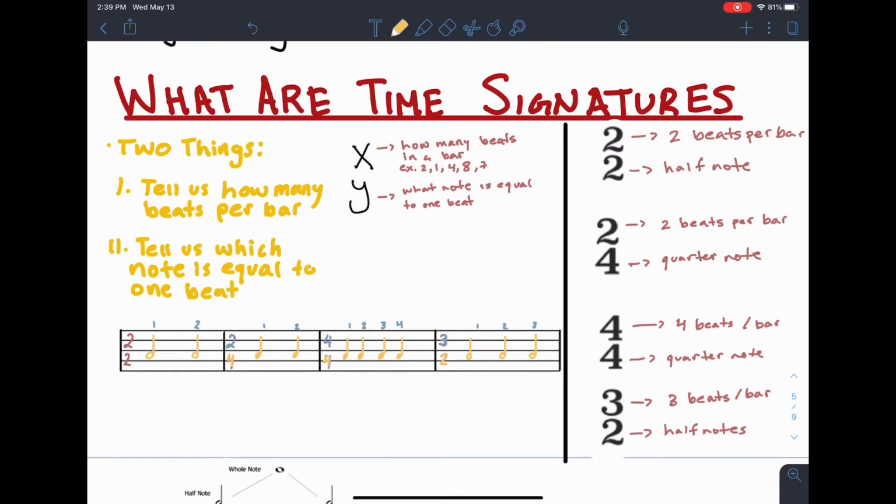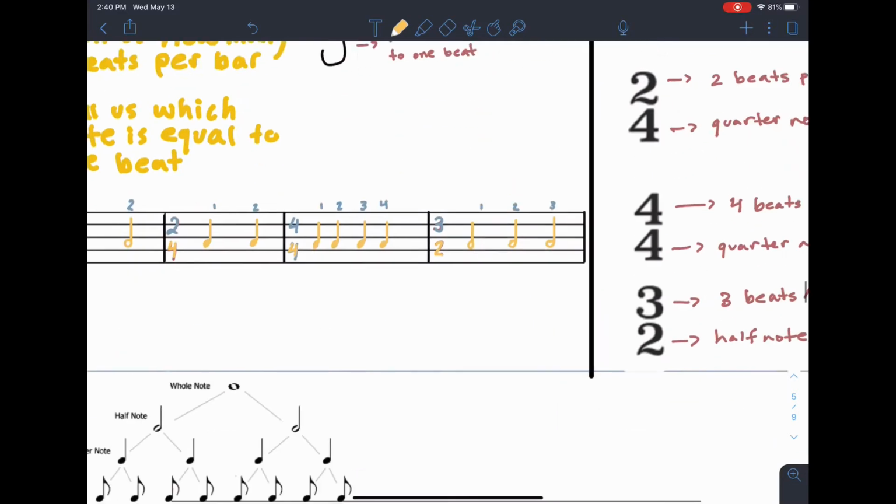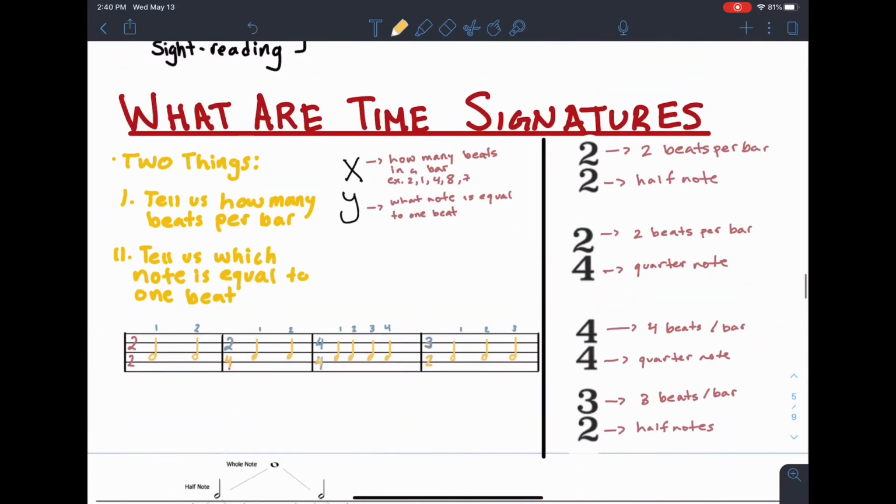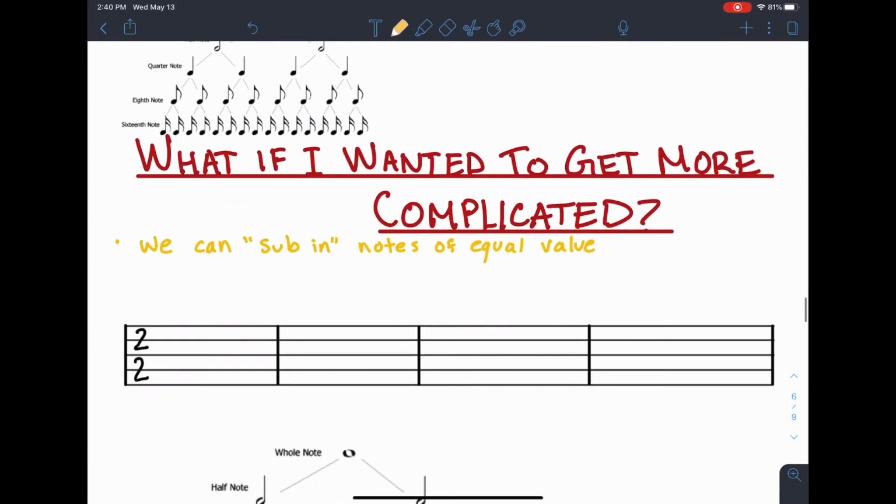It can be a 2, referring to half notes. It can be a 4, which refers to quarter notes. It could even be an 8, which refers to eighth notes. A 16, which refers to 16th notes. 32, which refers to 32nd notes, and you keep going on, right? So this is the very basics of time signatures. But what if we wanted to get more complicated?